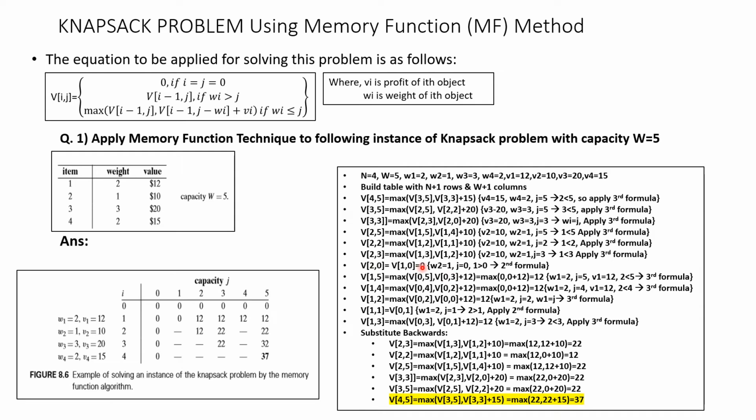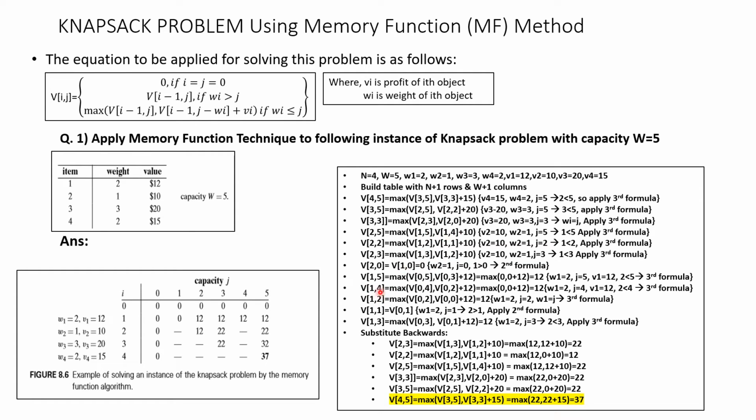You will directly get 0. Next you are doing V1 comma 5, right? V1 comma 5. What is V1 comma 5? First row, fifth column. So compare W2 with 5. 2 is less than 5. Fine. 2 is less than 5 means what you will do? Again apply the third formula. Next, V2 comma 5 is this one, V1 comma 5 is over.